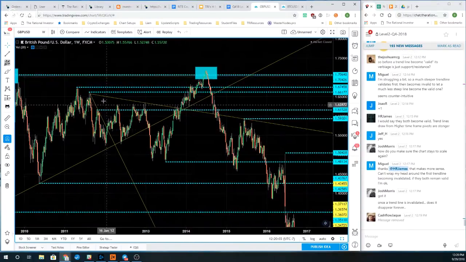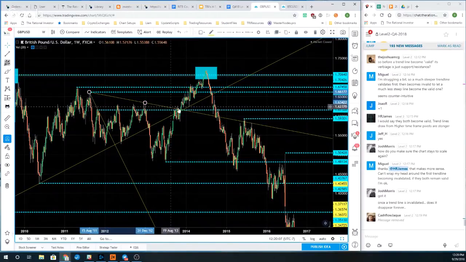Now, the interesting thing is, just because this has been an invalidated trend line, does it mean that it can't be support and resistance going forward? No. I mean, this can still be helpful for you in identifying support and resistance. But is this the valid trend once this level right here is taken out? I would say no. Hopefully that helps.